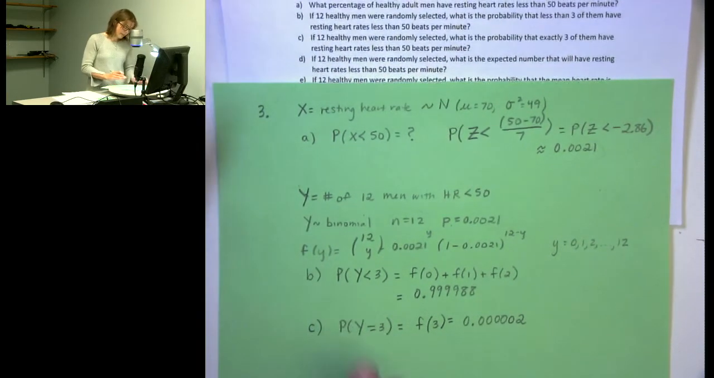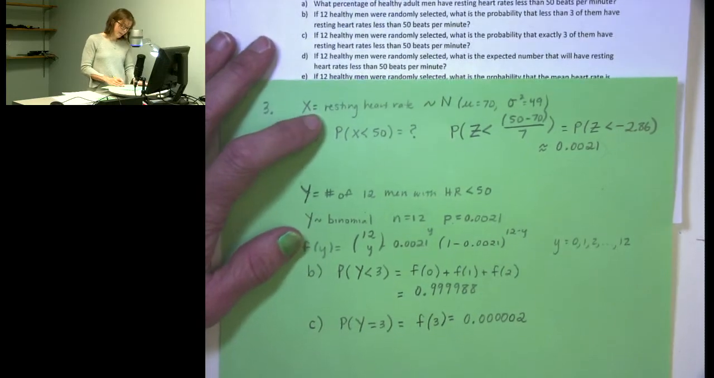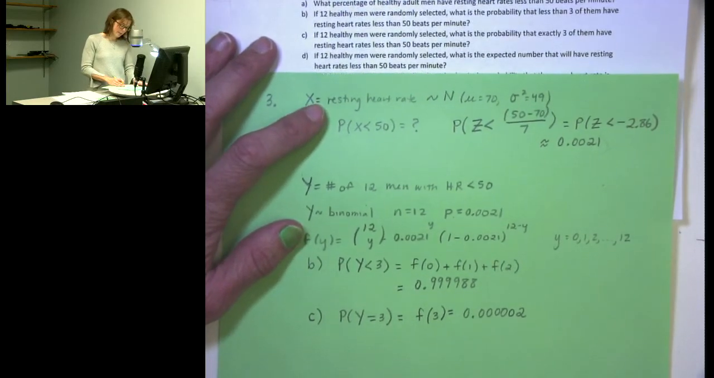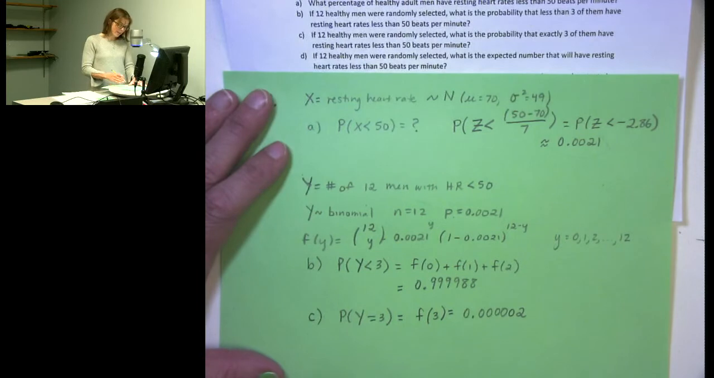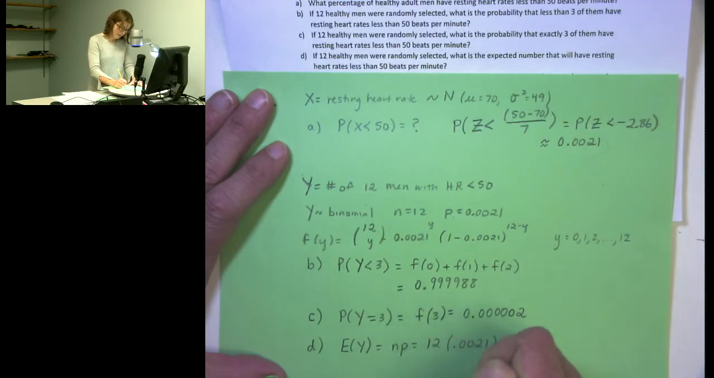Part D says if 12 healthy men are randomly selected, what is the expected number that will have resting heart rates less than 50 beats per minute? So D, the expected value of y, binomial, remember, is n times p. So this is going to be 12 times 0.0021, which gives me 0.0252.